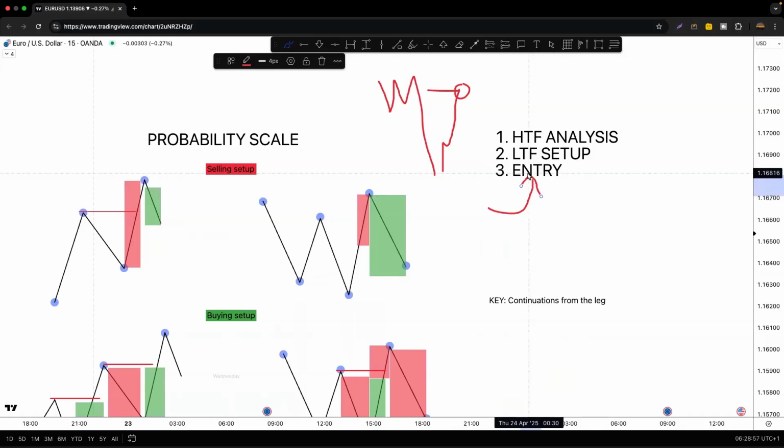Now, this entry is either going to be a 1-minute entry or a 15-minute entry. Or if you trade a different time frame, then obviously it's going to be a different time frame for your entry as well.